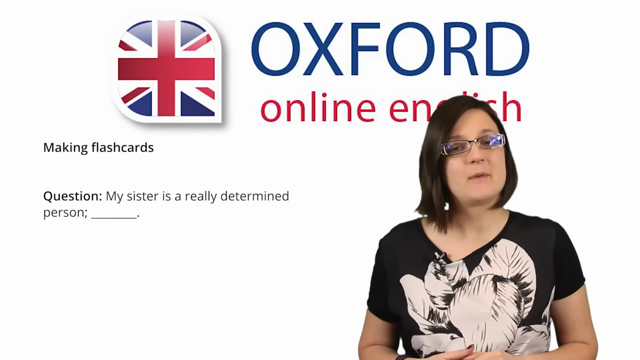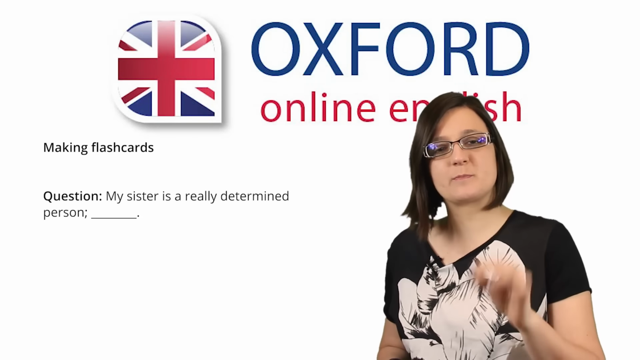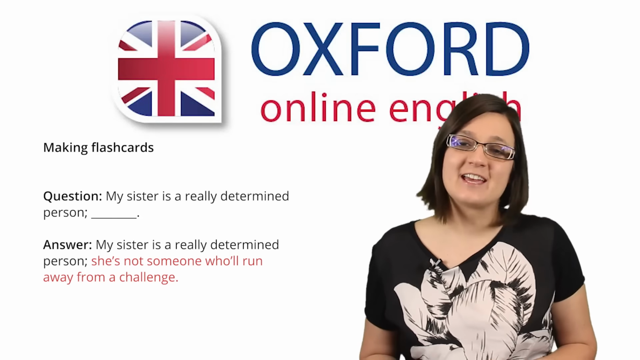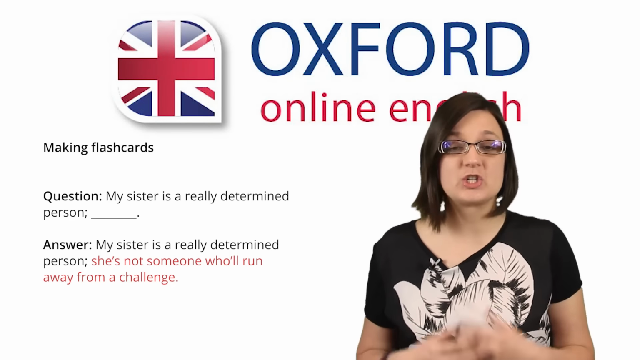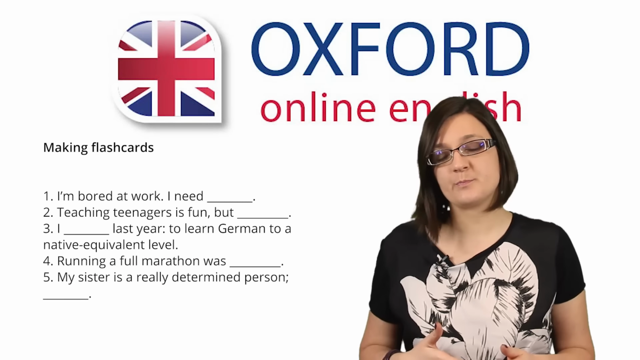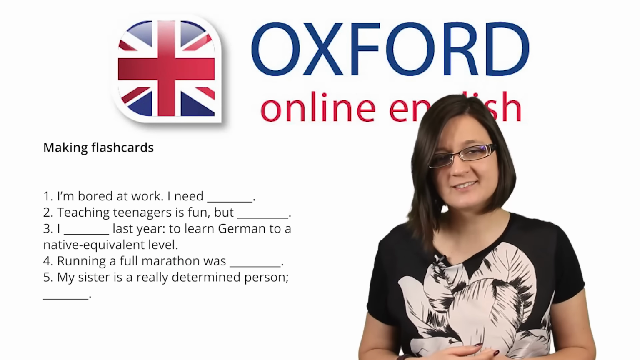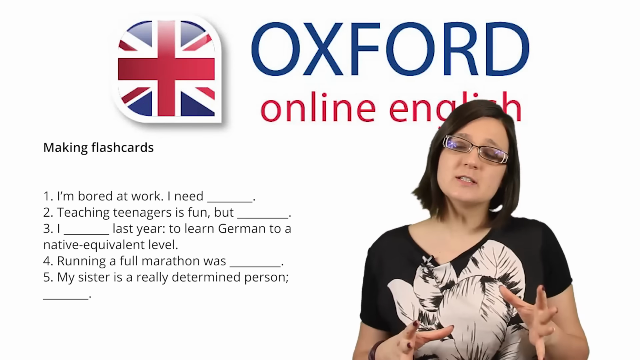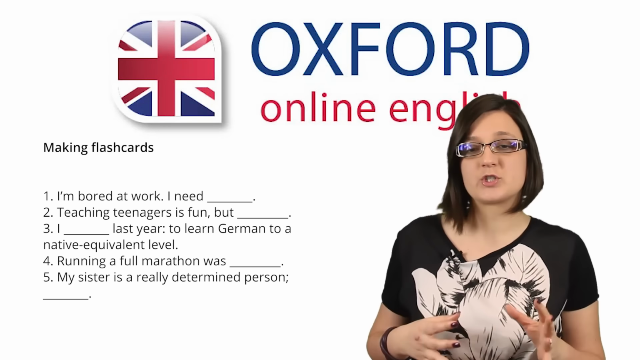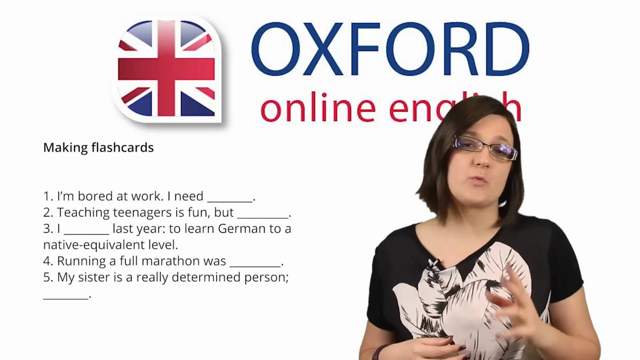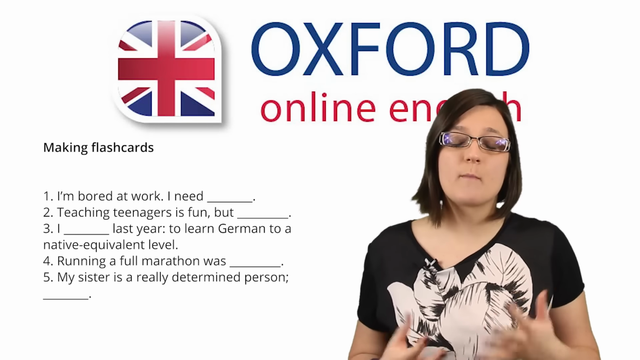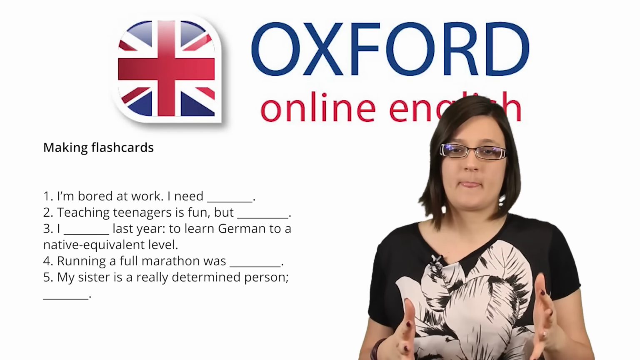Question. My sister is a really determined person. She's not someone who'll run away from... Answer. My sister is a really determined person. She's not someone who'll run away from a challenge. Can you see what's going on here? The questions are getting progressively more difficult. For the first question, you only have to remember 3 words. A new challenge. For the 5th question, you need to remember a whole clause.